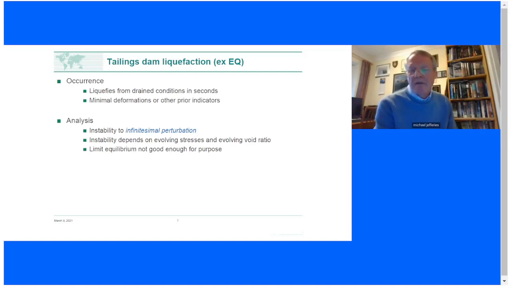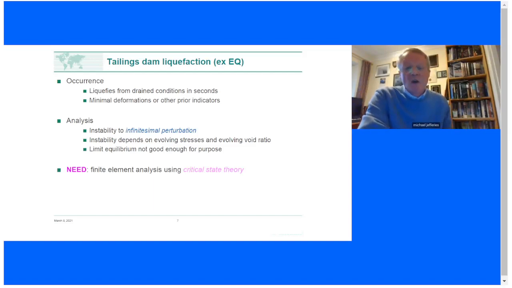And the problem we have is that limit equilibrium is our standard method for analyzing these dams, and it can't track evolving stresses. It cannot track evolving void ratios. So our basic tool, which we use in consulting engineering to look at dam stability, simply is not going to help us. So as a profession, my message to you today is we actually need finite element analysis using critical state theory to understand our dams.